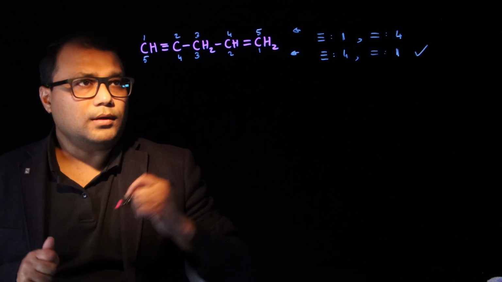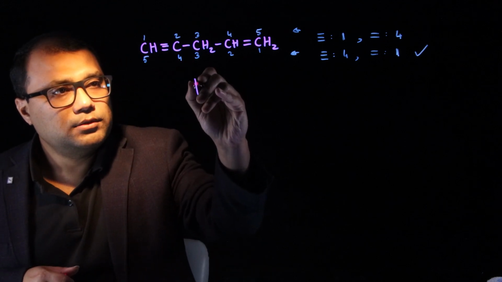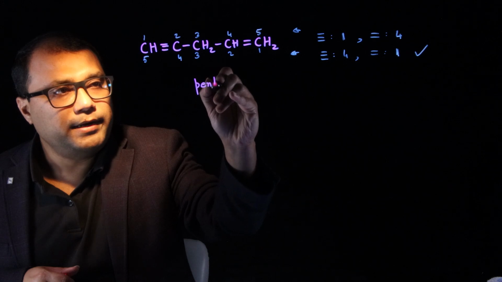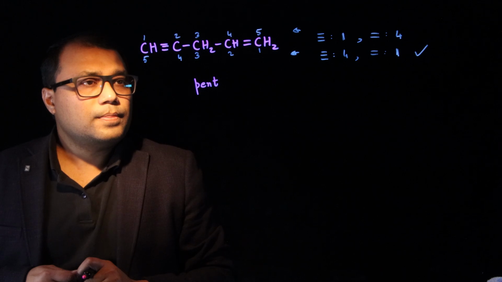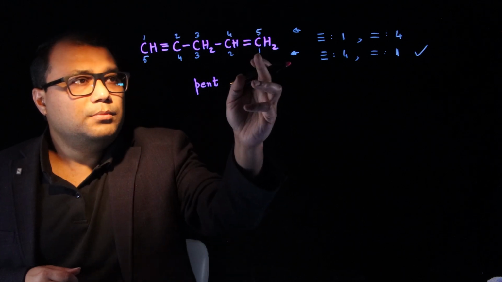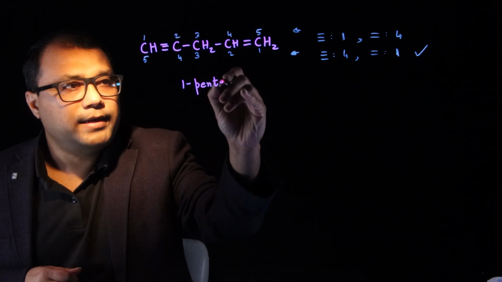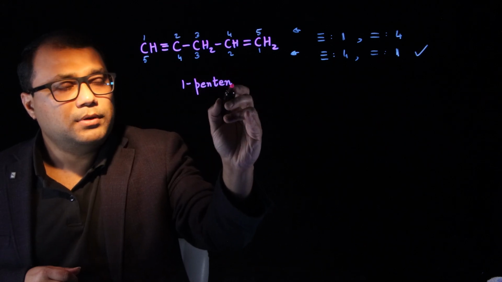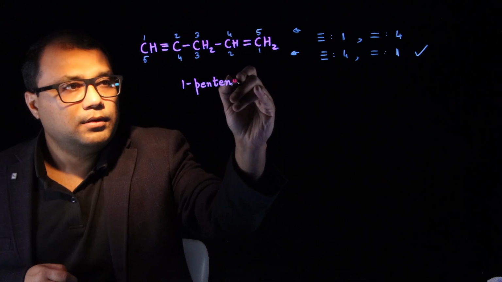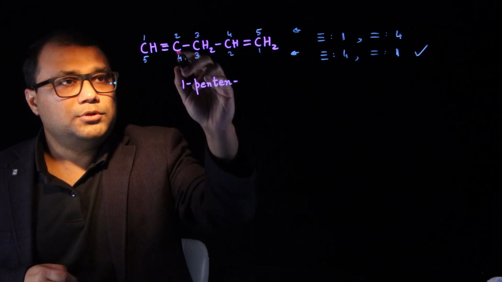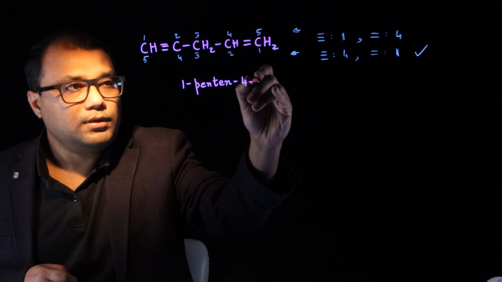Okay. Now we have 5 carbon atoms. So the name will be pent. Now the position of the double bond comes in the front. So 1-pent-1-en. Remember that we are not including that extra E. Dash. The position of the triple bond is 4, yne.